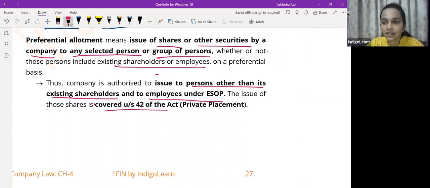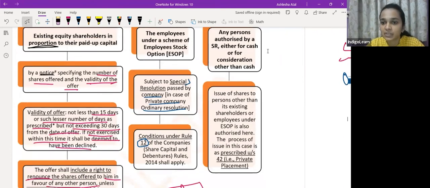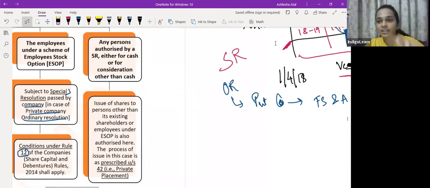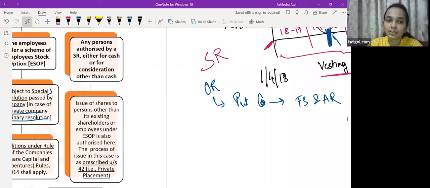So as in section 42 we have understood what private placement is. Private placement is basically a selected group of people whom the company approaches for the purpose of purchase of its securities. So similarly, when we talk of preferential allotment, a selected group of people is approached, can be other than existing shareholders and employees. You are approaching a specific group, you are giving them the right to purchase the shares of your company. Now, this should also be authorized by a special resolution. This issue can either be in cash or for consideration other than cash.